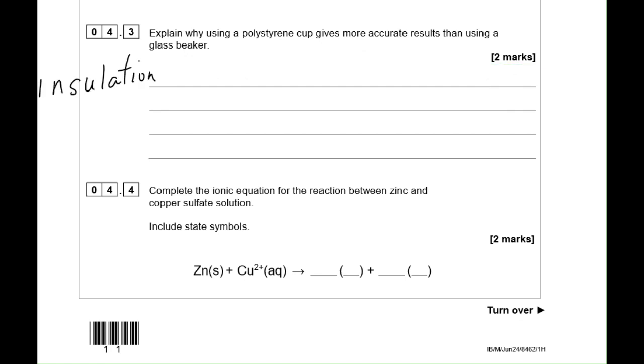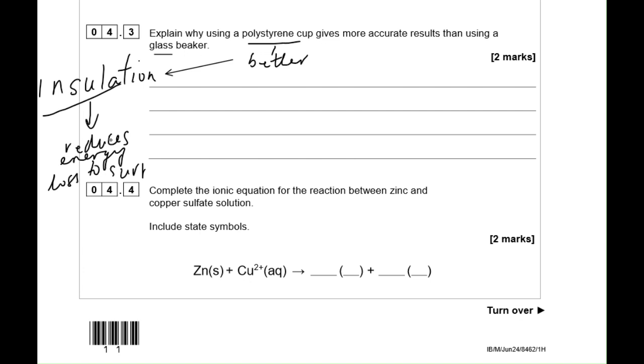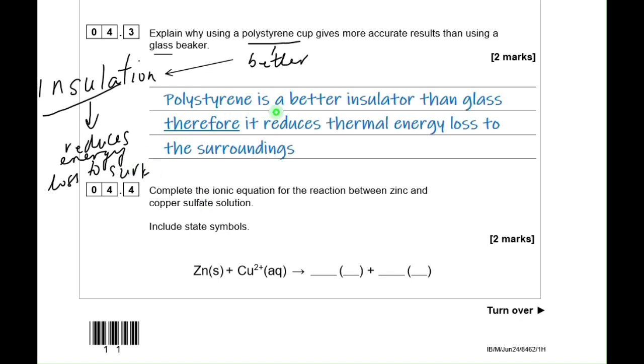Question 4.3. Explain why using a polystyrene cup gives more accurate results than using a glass beaker for 2 marks. This question is about insulation. A polystyrene cup is used because it is a better insulator. What does that mean? It means it prevents heat being lost, or as much heat being lost, to the surroundings, and it does it better than glass. It reduces the energy loss to the surroundings. It's an explain question, so to get our 2 marks, polystyrene is a better insulator than glass, therefore it reduces thermal energy loss to the surroundings. 2 marks, 1 mark for saying it's better, 1 mark for saying therefore.